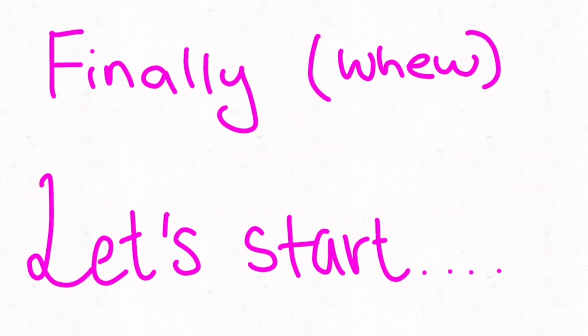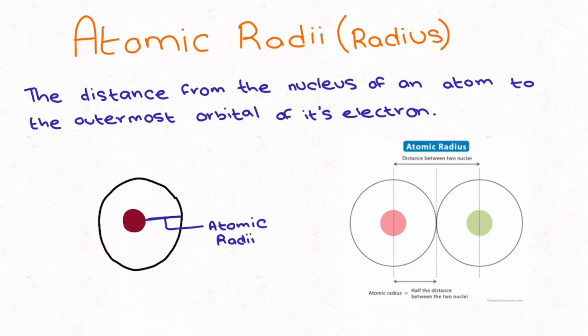That was a lot. Let's start with the actual good stuff though. So, atomic radii, or radius if you want to say so, this is the distance from the nucleus of an atom to the outermost orbital of its electron. If you're a really complicated person, you can look to the right, but the left is basically a really simplified version of what it looks like.